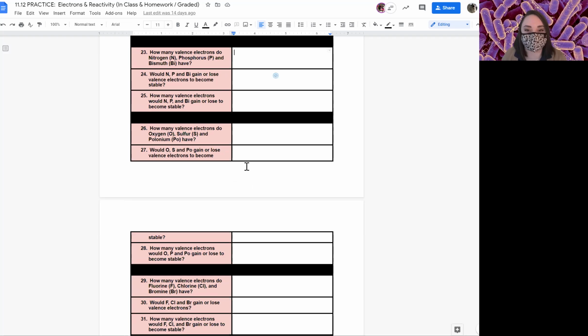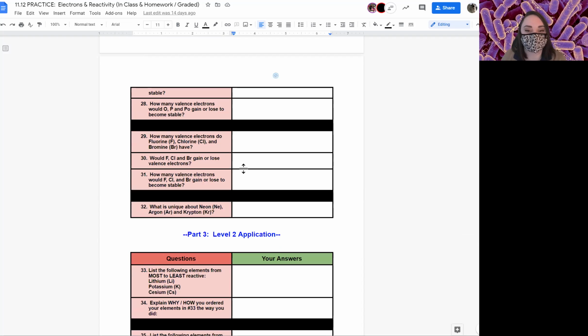All right, number 26, how many valence electrons do oxygen, sulfur, and polonium have? 6, very good. Would these elements gain or lose electrons? Good, Kobe, they would gain. And number 28, so how many more would they gain to become stable? 2, right? Because 6 that they already have plus 2 additional would equal 8 to be stable.